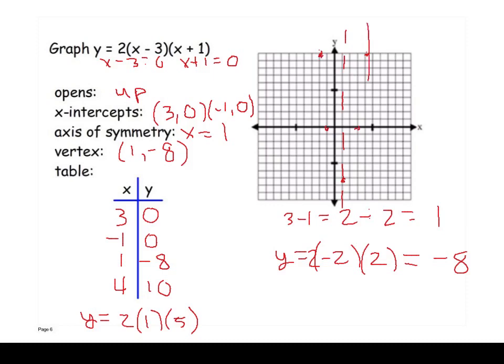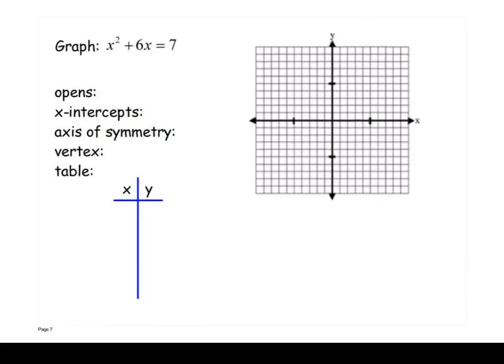So now I have everything I need to draw my parabola, and it's going to look something like this. Note that the parabola is fairly thin since our leading coefficient was equal to 2, which is greater than 1. So it's getting thinner.